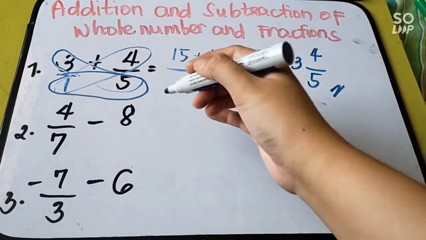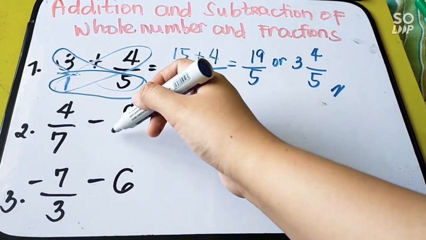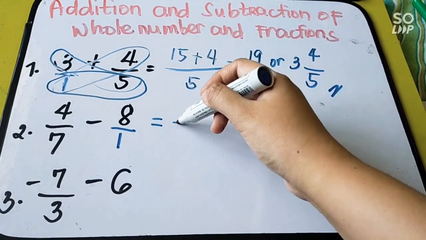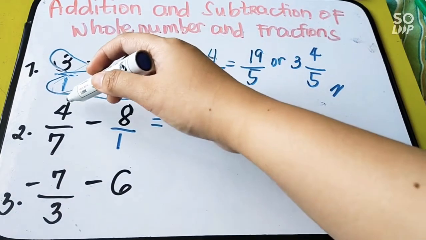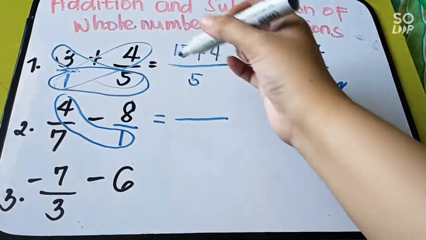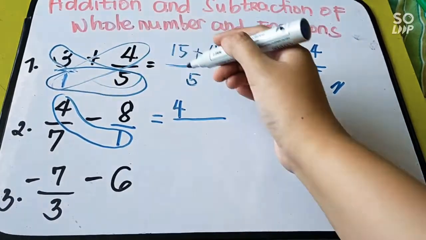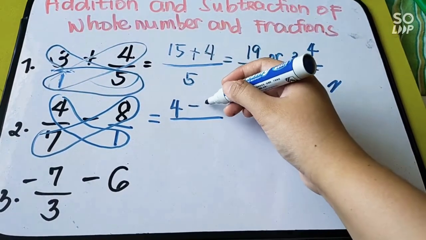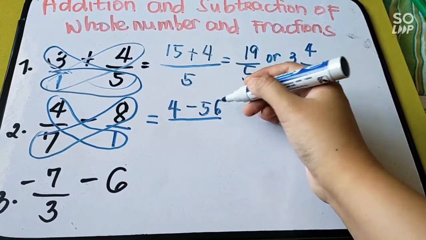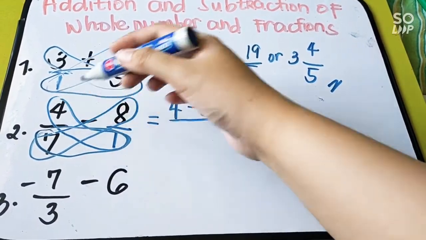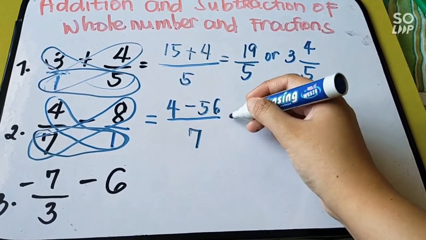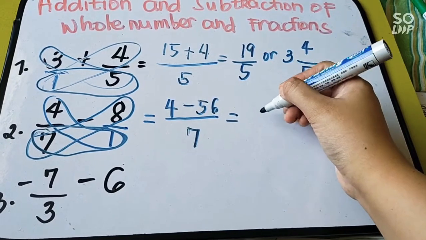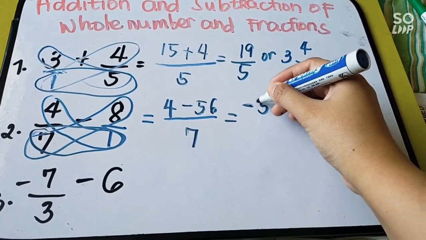Next, let us have number 2. Again, just have it right here over 1 for the whole number. Then, just use the butterfly method. 4 multiplied by 1, the answer is 4. Copy the sign. We have here minus 7 times 8, the answer is 56. Then, 7 times 1, the answer here is 7. Then, subtract. 4 minus 56. The answer is negative 52.